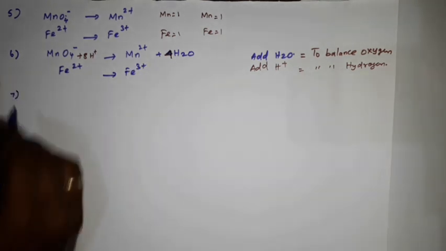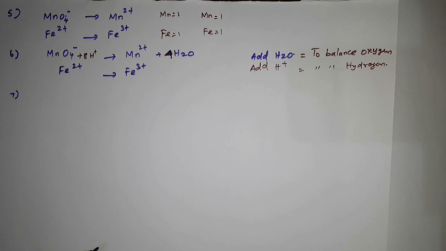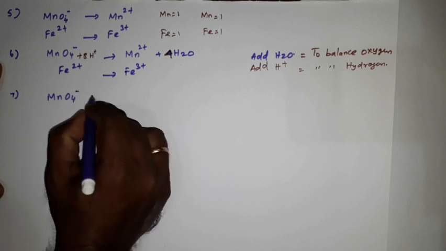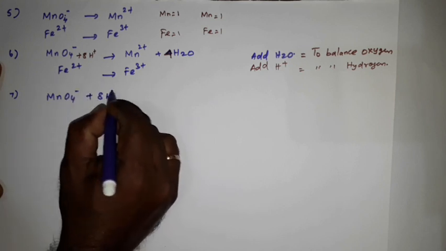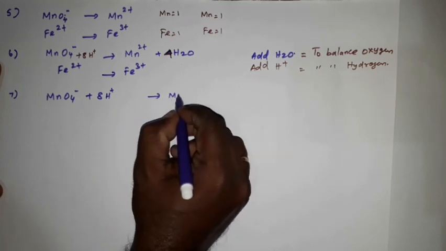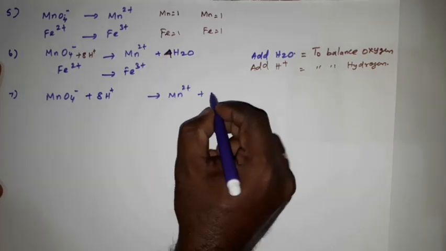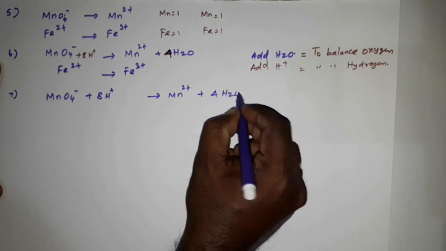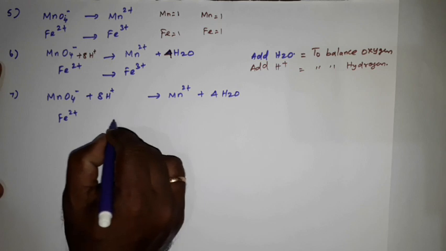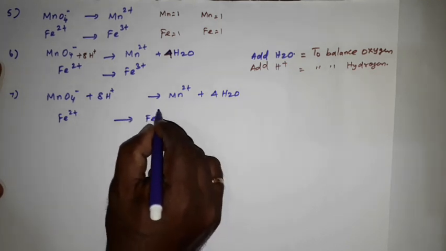Okay. Now step 7. This is very important. Listen carefully. MnO4 minus plus 8H plus gives Mn2 plus plus 4H2O. Next, Fe2 plus gives Fe3 plus.